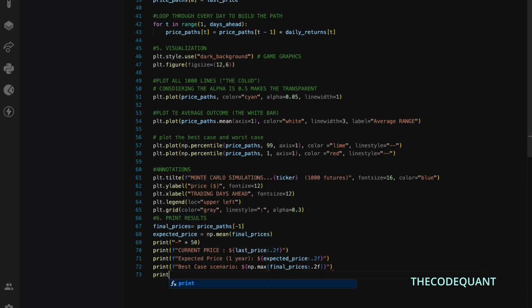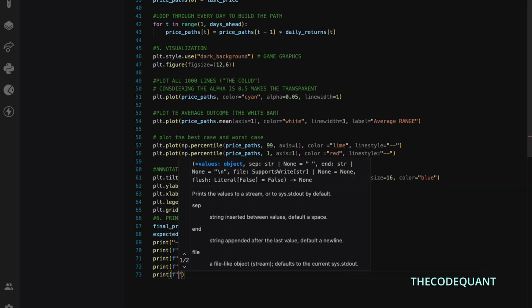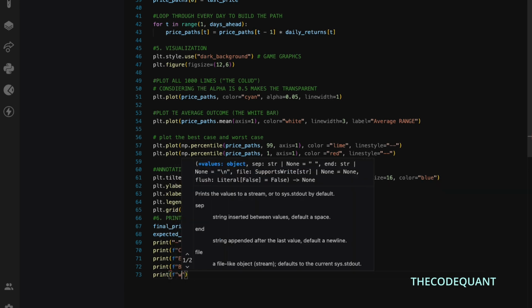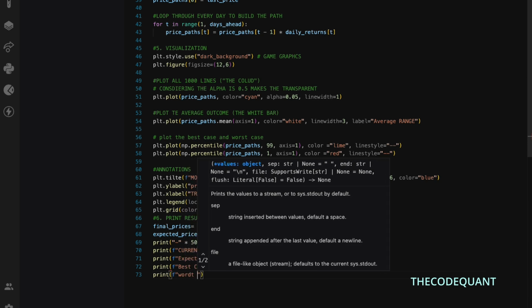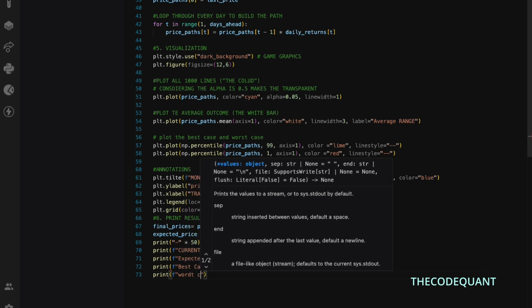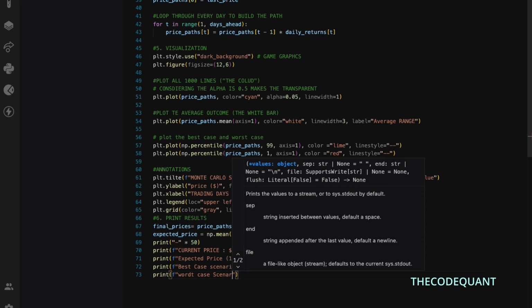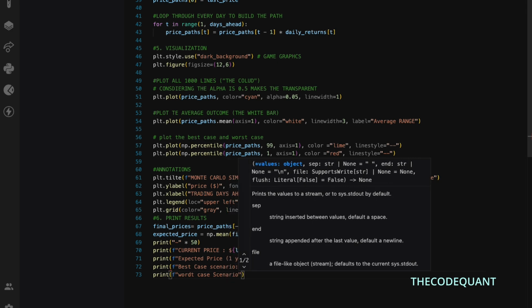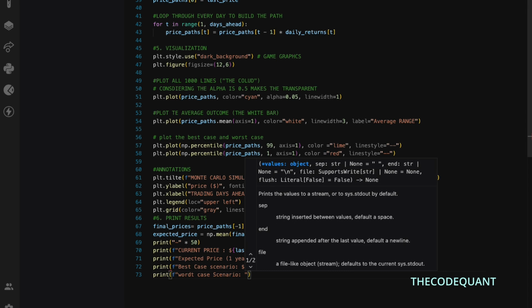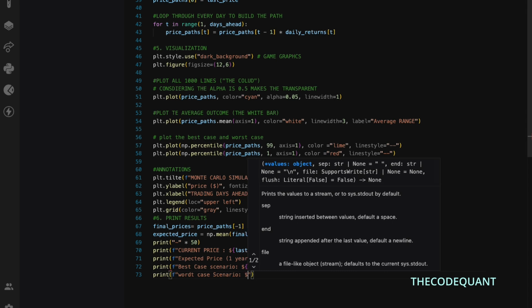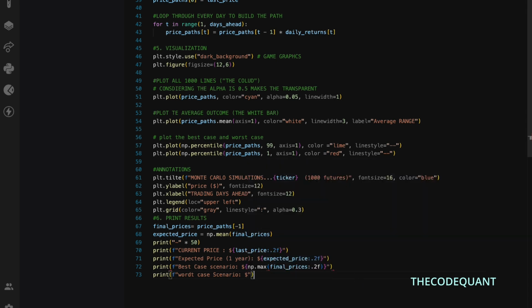Now the print result. What will be printed and why? Final price is equal to price paths at index minus 1, which is the last price of it. Now the end section will be the price distribution section. We'll print current price, which is the last price, print expected price in 1 year, then print best case scenario, then print worst case scenario as well. And then you will run it, and the chart window is showing the price, as mentioned above. That's it. This is the code.